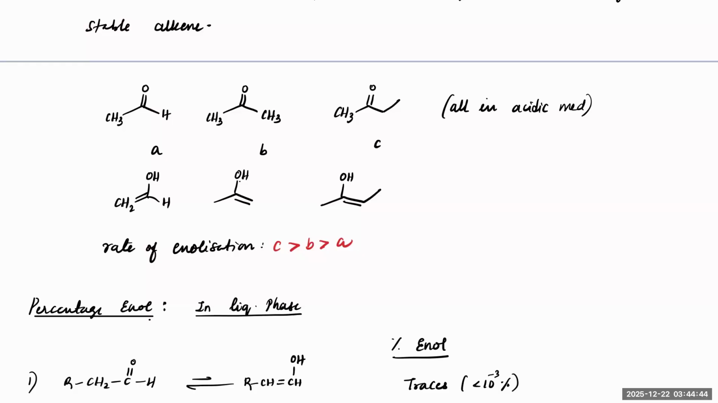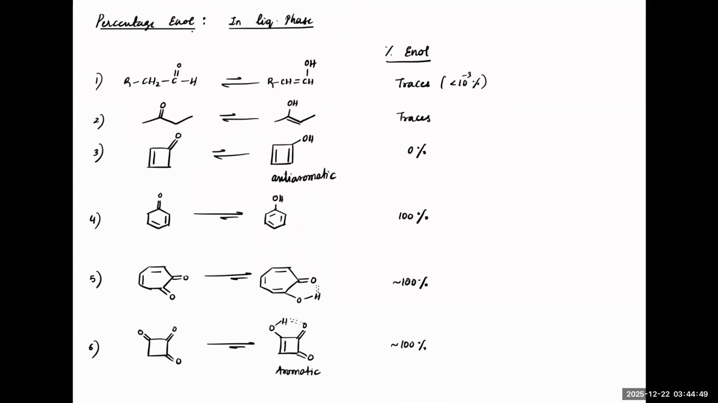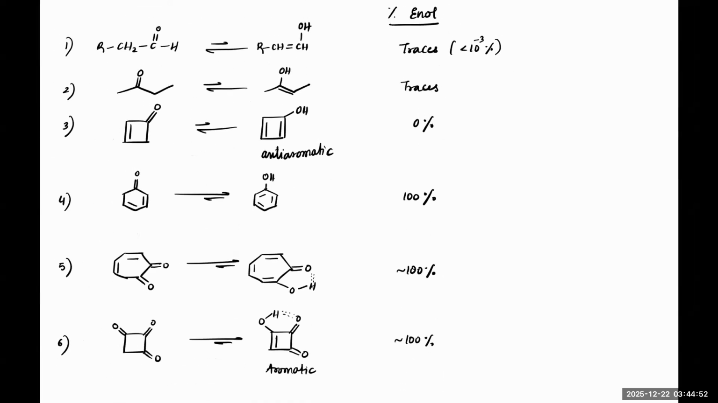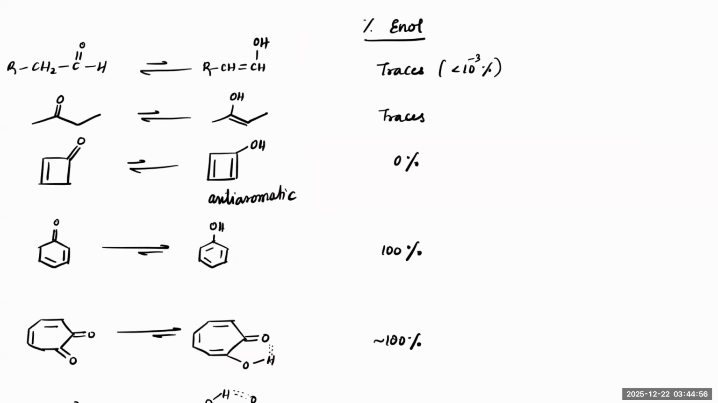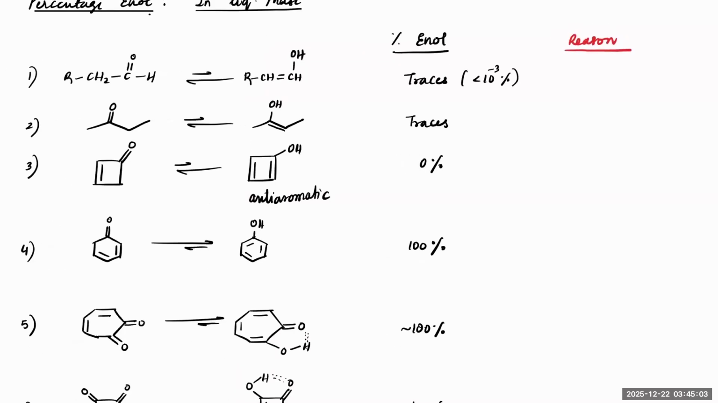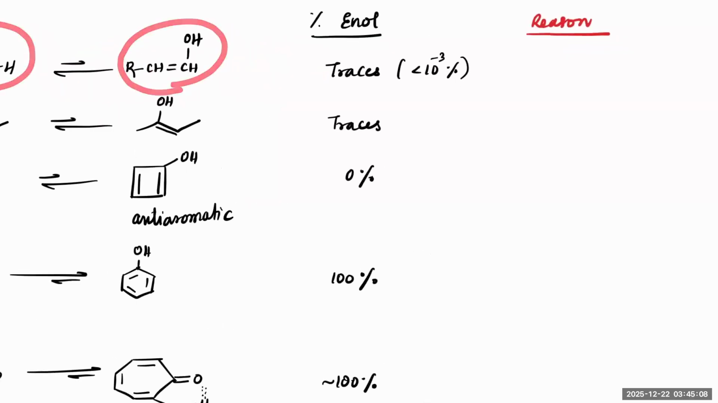Finished everybody? Right. So here you can check out. The last thing is about percentage enol content. I want you to go through the first six cases and try to understand the reason in all these cases. What is the reason for such enol content? First case, this is ketone, this is enol. Generally, ketones are more stable because of thermodynamic factors.